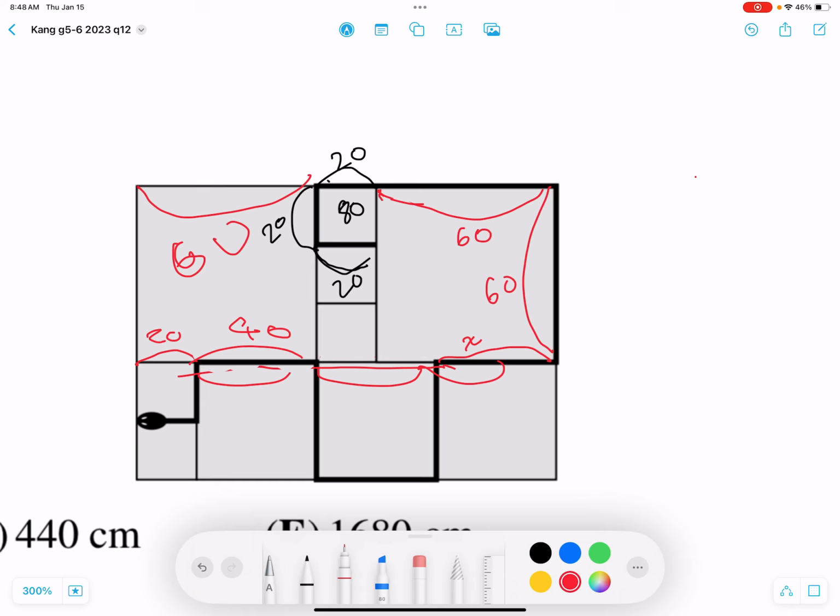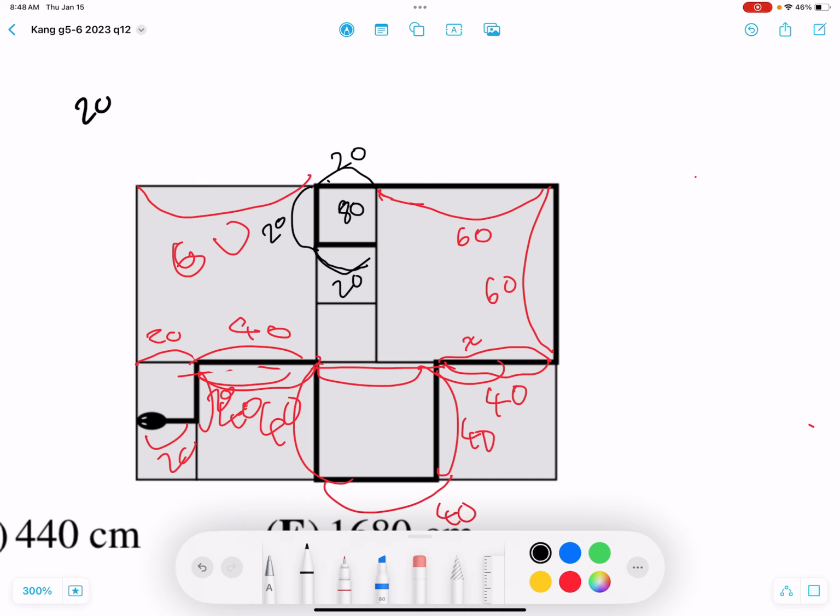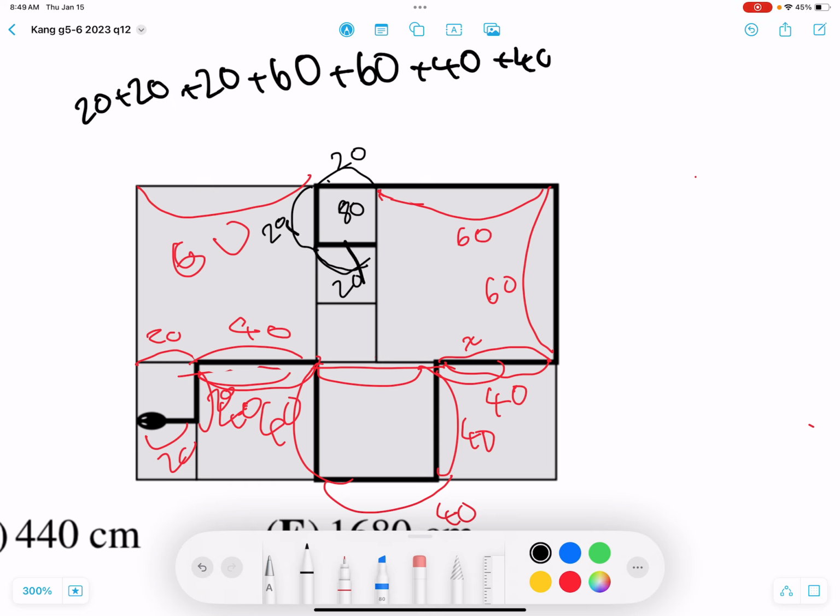So now let me go ahead and write all the numbers on here. So this is 40, this is 40, this is 40, this is 40, this is 40, and this is 20. This is 20. So let me write down all the numbers that are part of the snake, sequentially. It's like this: 20 plus 20 plus 20 plus 60 plus 60 plus 40 plus 40. So let me just quickly cross them out.